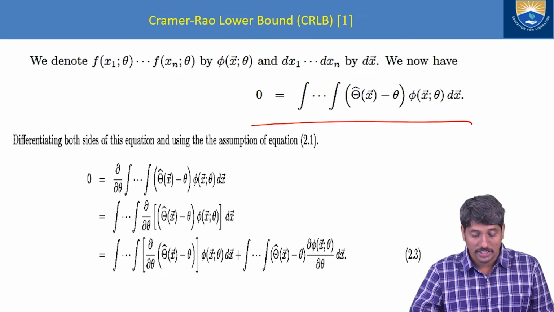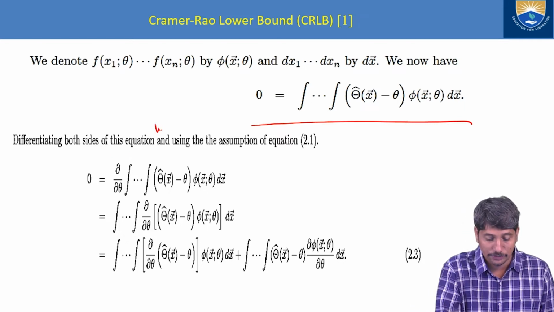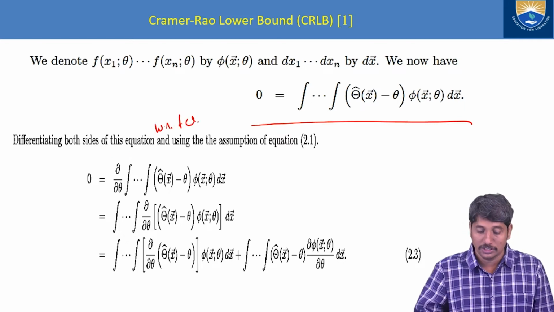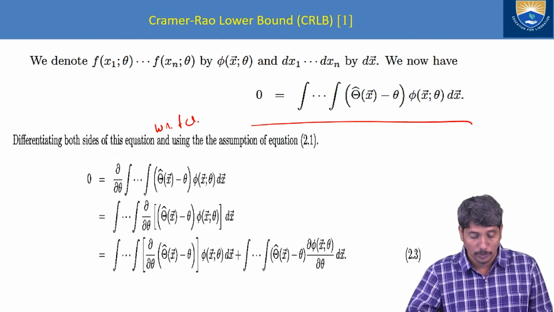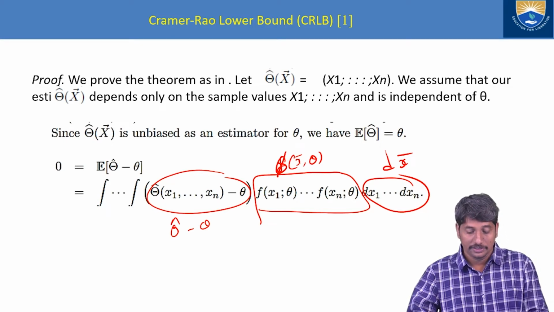Differentiating both sides of this equation with respect to theta, and using the assumption of equation 2.1, this will be 0, dou by dou theta of these things.